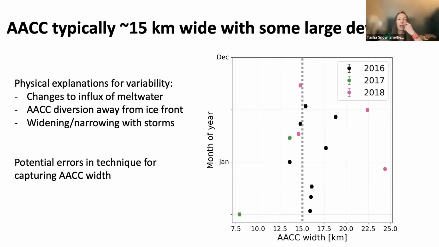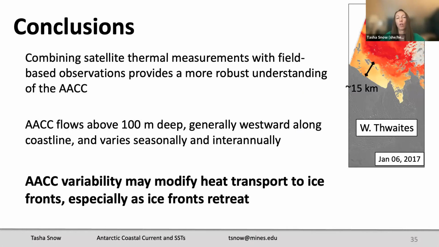But it's really exciting to see that we can start to map this over multiple years and see some consistency that we would expect from oceanography using the thermal data. And so that sort of work is showing that we can combine the field observations with satellite imagery to really get a more robust understanding of the coastal current. We'll be doing that work in lots of different places around the Amundsen Sea and outside of it.